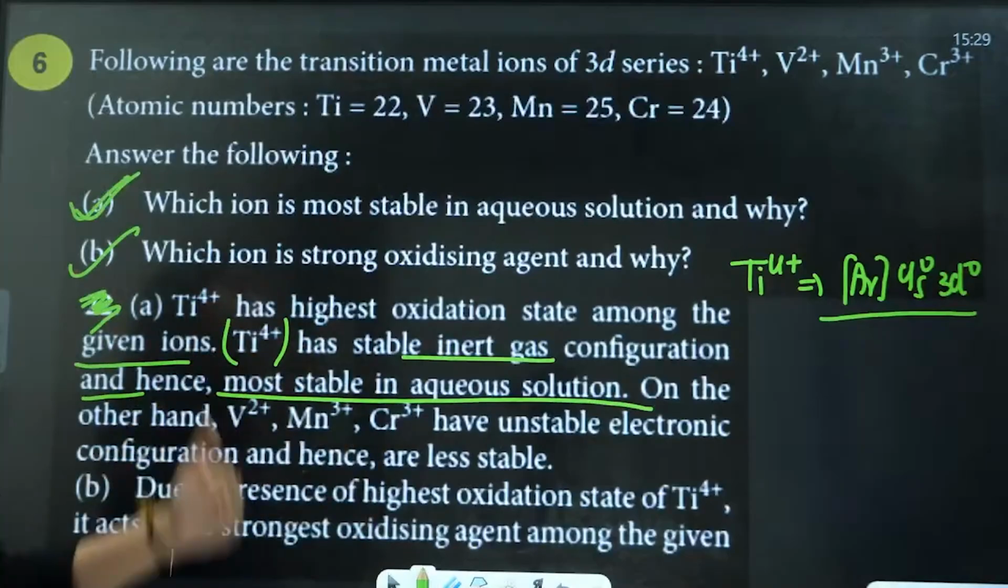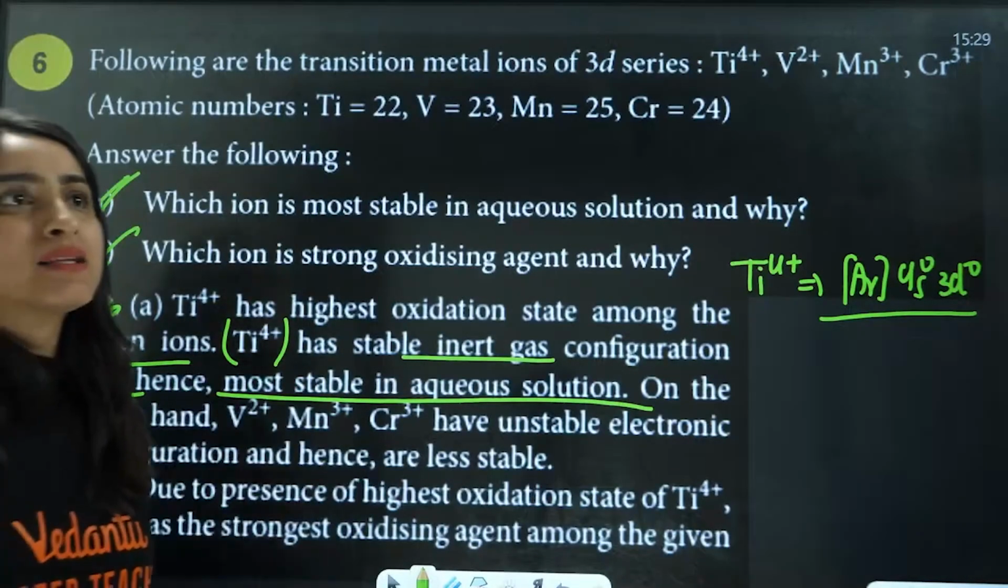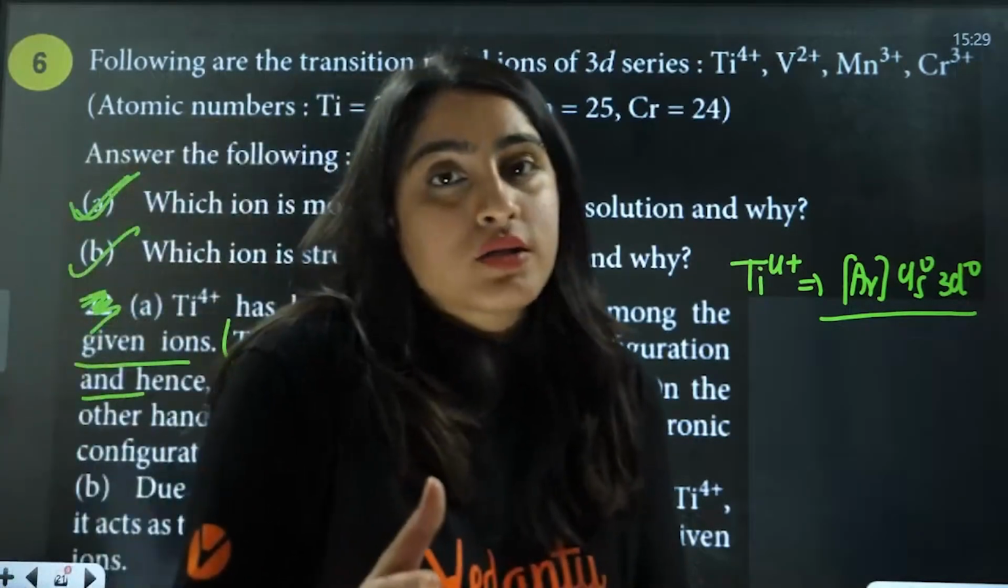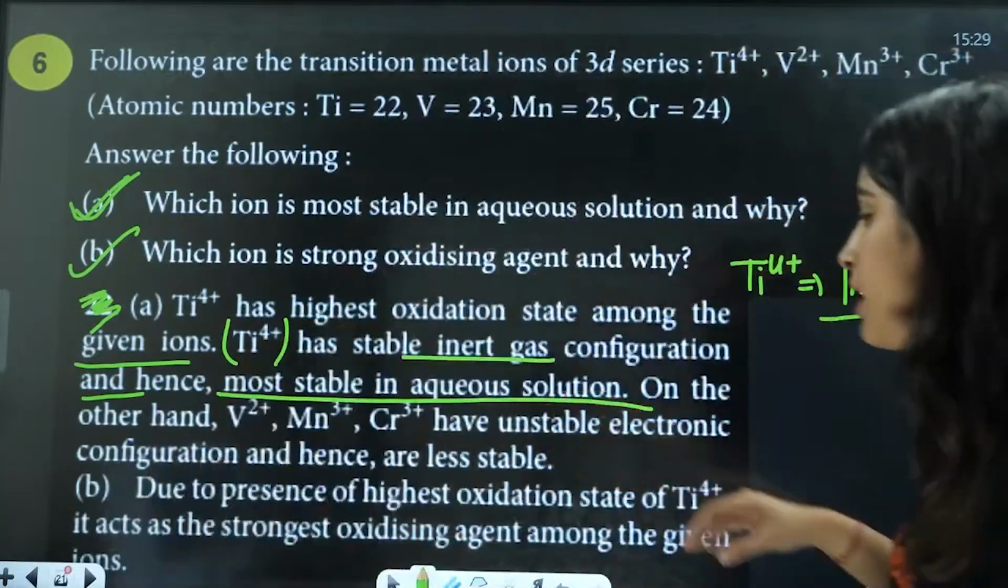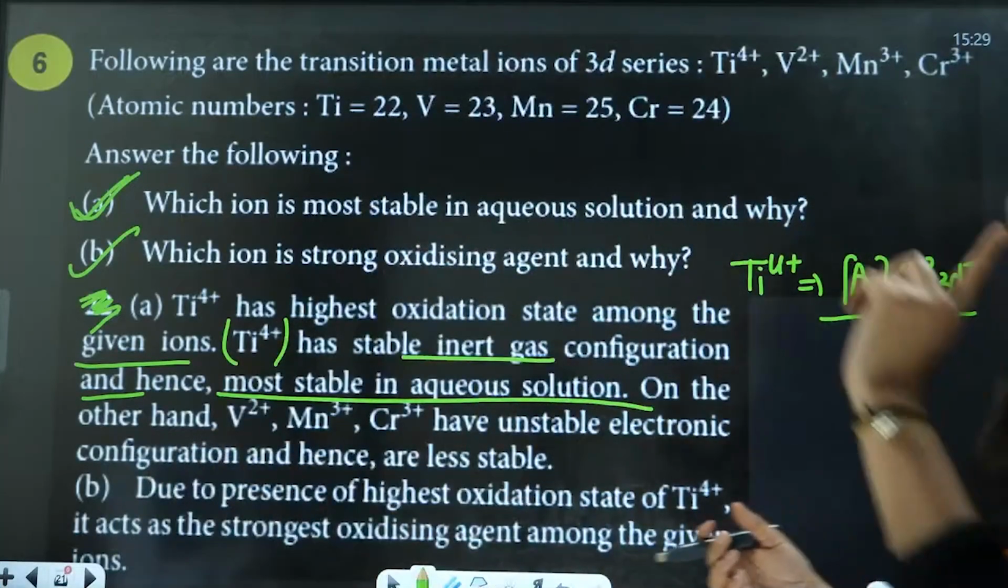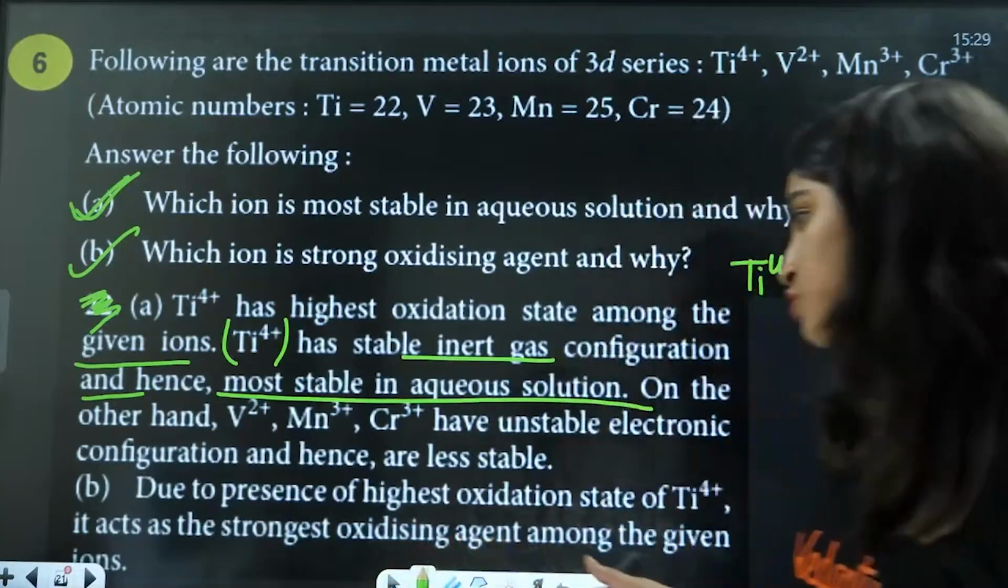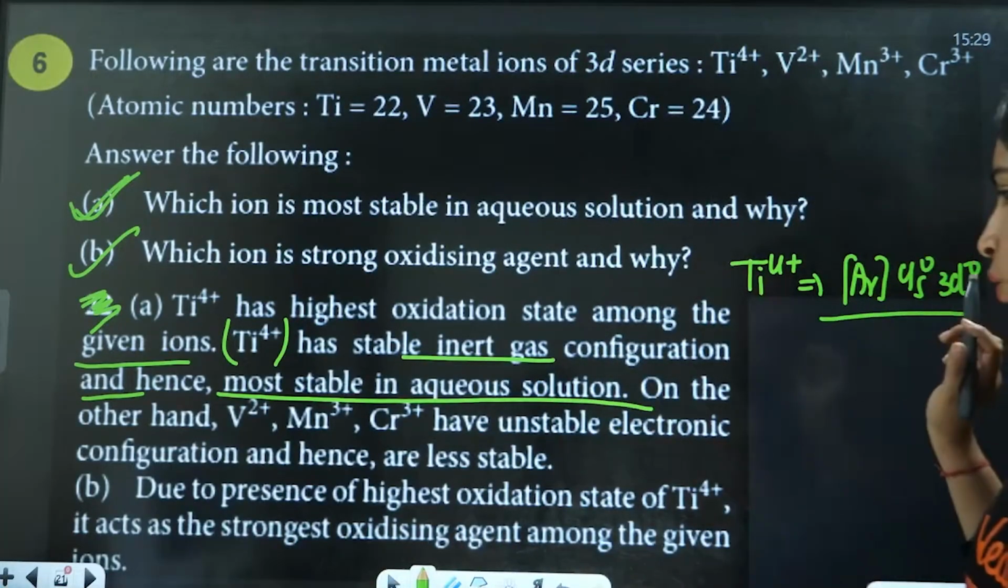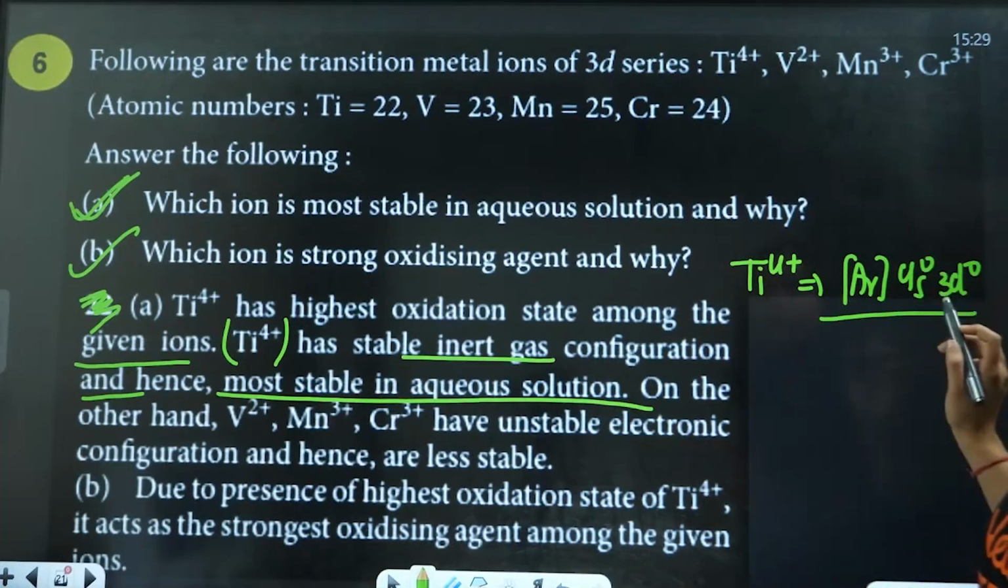Okay, which is the strong oxidizing agent? That ion wants to gain electrons, so it is the strong oxidizing agent that wants to oxidize the others. Okay, let us see here.